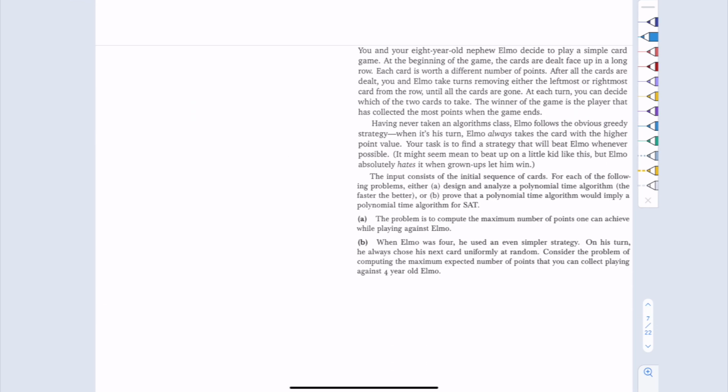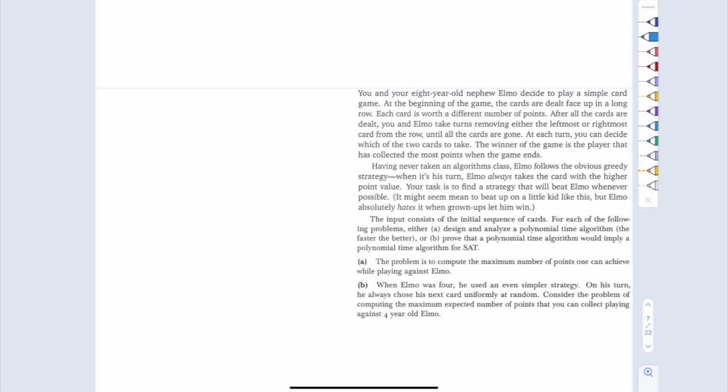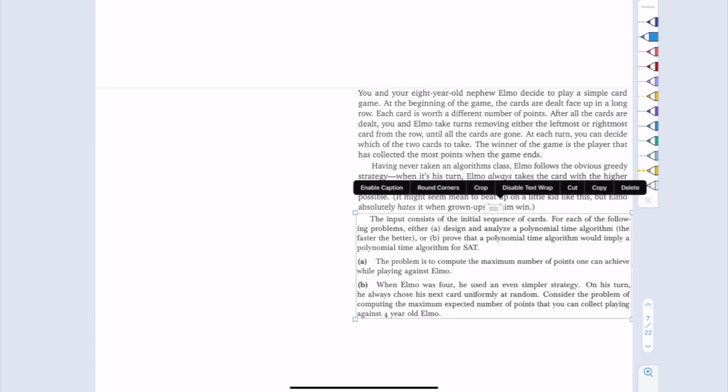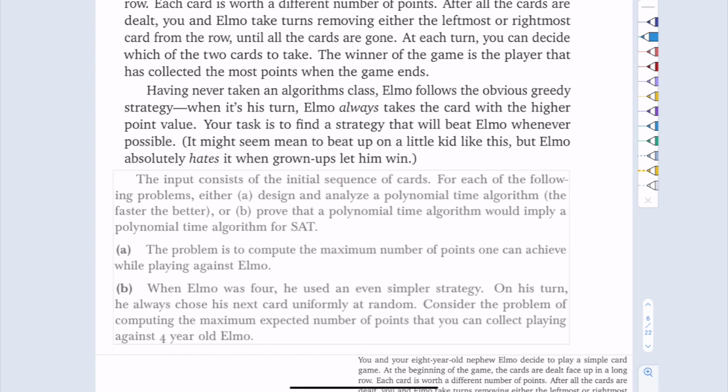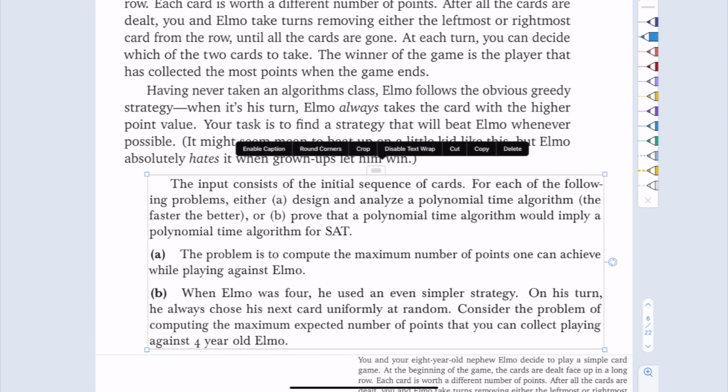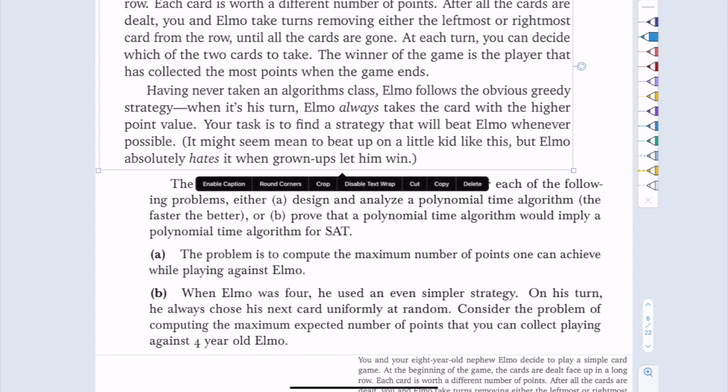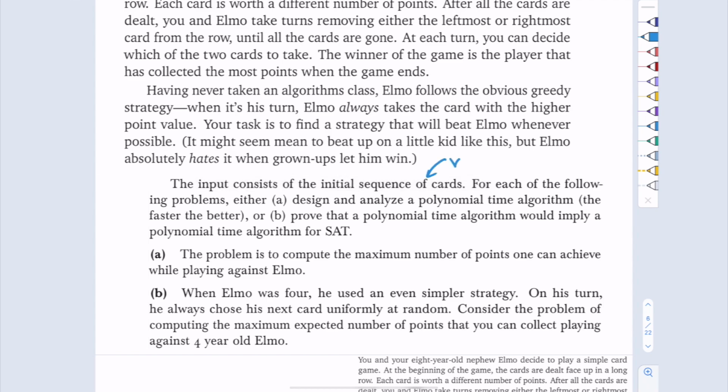There's two problems associated with this, which I've erased by accident. One sec. Okay, so the input's going to be the initial sequence of cards. Maybe it's an array where A1 is one end of the array, and that's the first card, and AN will be the last one. So let's say there's n cards. And the first problem is to figure out the max number of points you can get against Elmo when Elmo's following the greedy strategy.